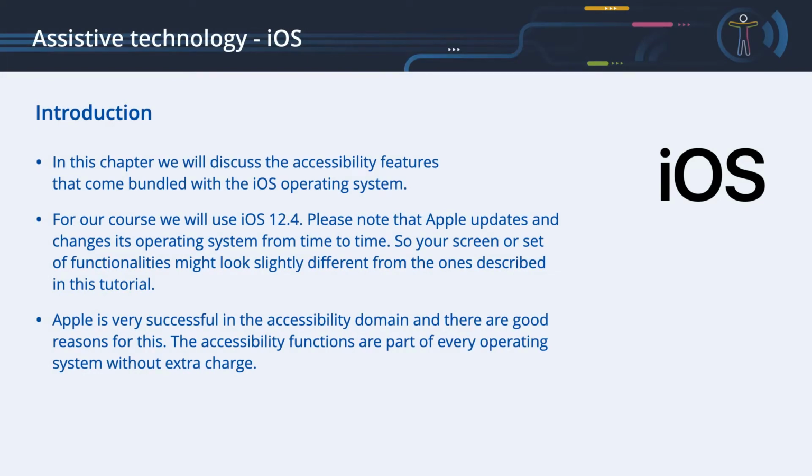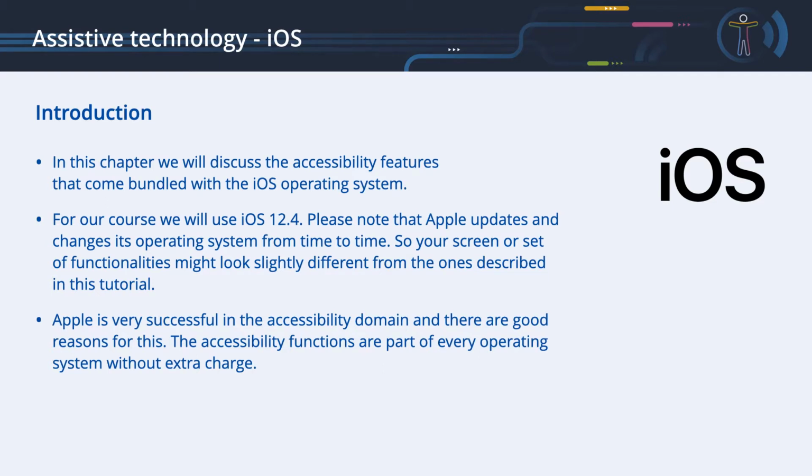In this chapter, we will discuss the accessibility features which come bundled with the iOS operating system. For our course, we will use iOS 12.4. Please note that Apple updates and changes its operating system from time to time, so your screen or set of functionalities might look slightly different from the ones described in this tutorial.